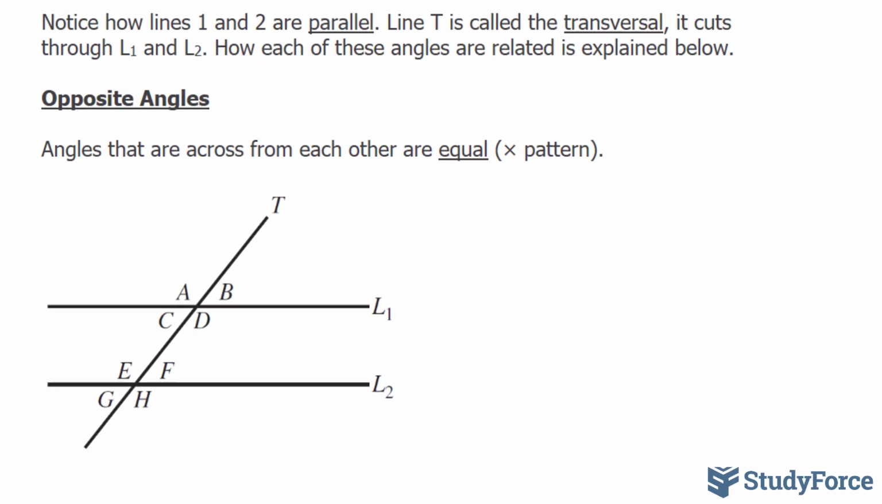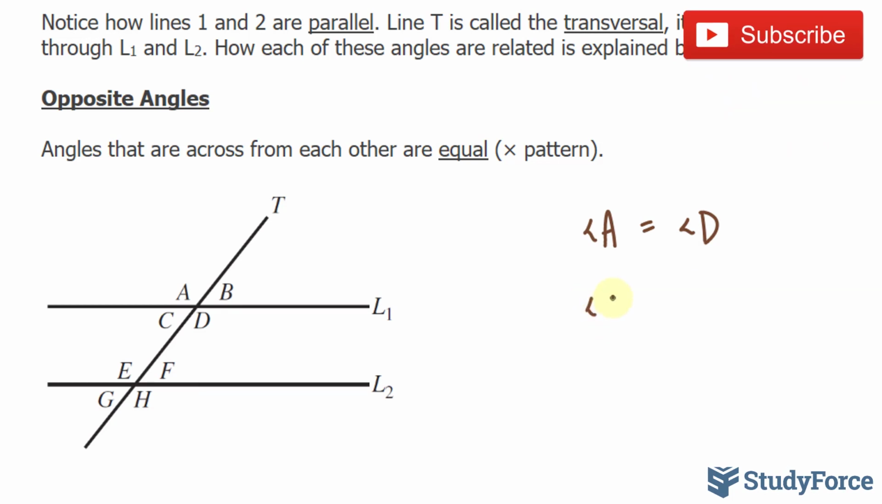Let's start with the first relationship, opposite angles. Opposite angles are angles that are across from each other and they're equal. Take for example angle A. Angle A is represented by this angle symbol and the capital letter A. Across from A is D, so whatever the angle for A is, D is equal to the same thing. So if angle A were 110 degrees, angle D would also be 110 degrees. Another example here is G and F. We can say that angle G is equal to angle F.